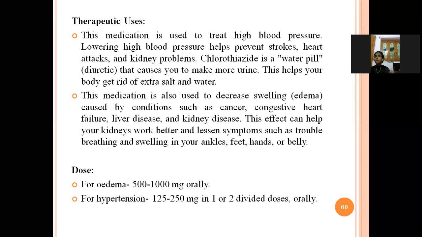So it is used to reduce the blood pressure and to prevent stroke, heart attacks, kidney problems, and also it is used to maintain the fluids in the body by removing the excess amount of salt and water, and also it is used to decrease the swelling in conditions like cancer, congestive heart failure, liver disease, and kidney problems. And the dose for the edema is 500 to 1000 mg oral dose, and for hypertension 125 to 250 mg, it may be a single dose or equally two divided doses orally.